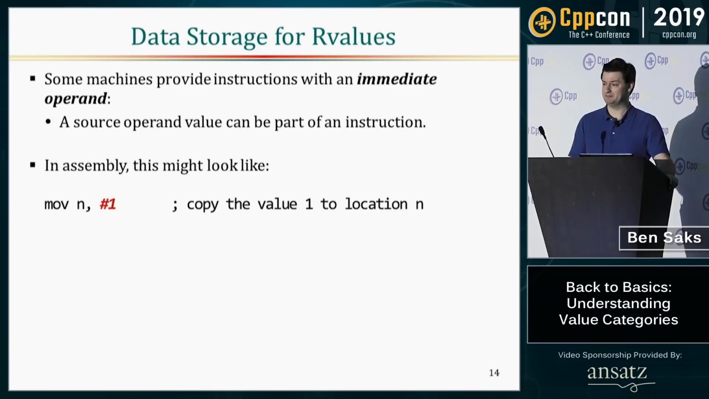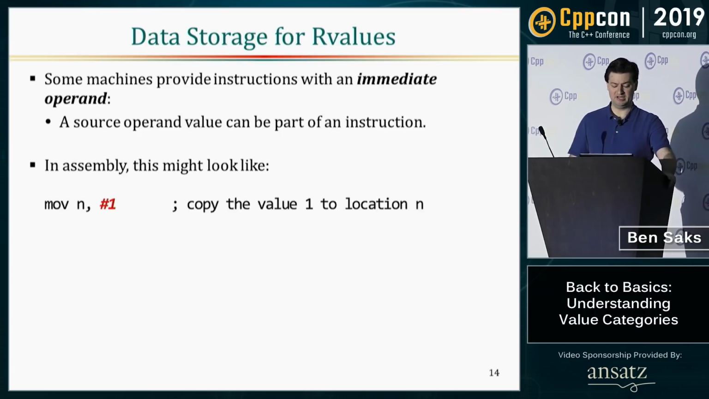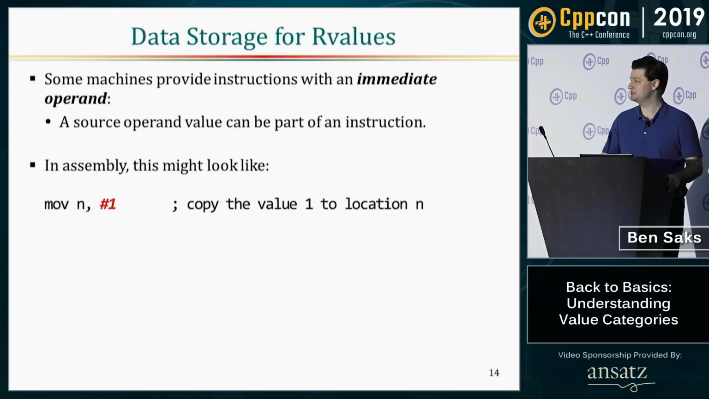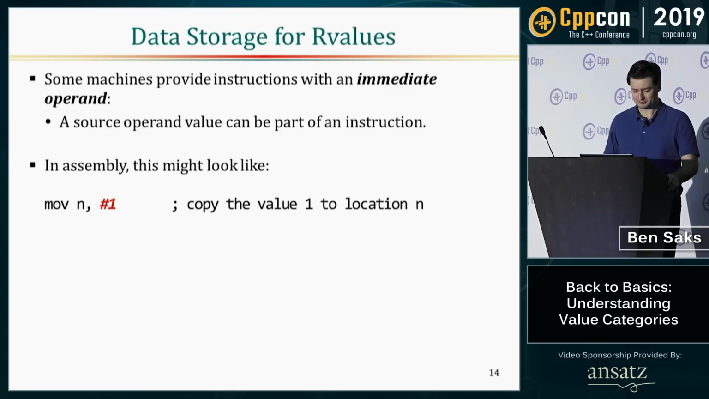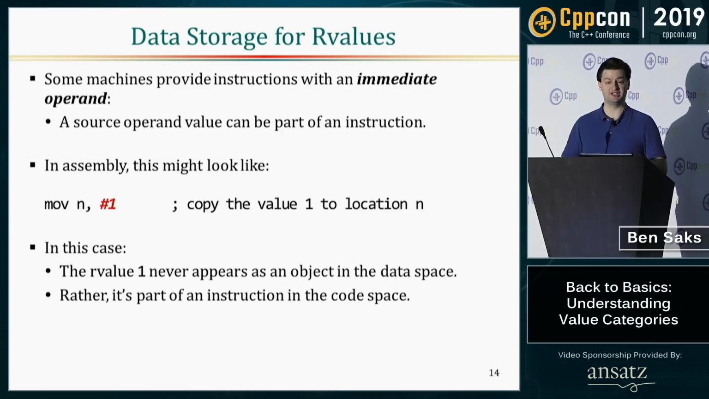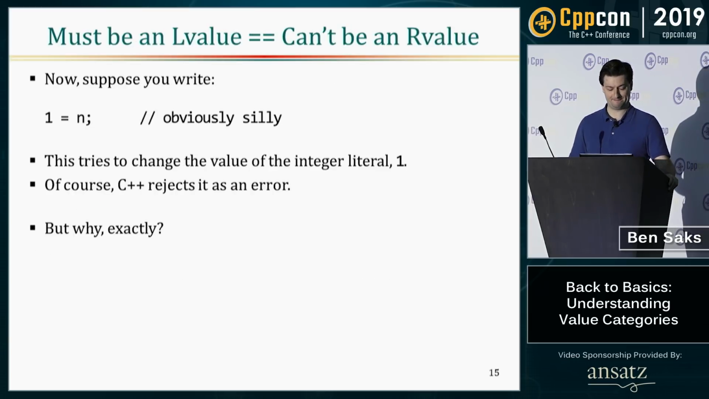On the other hand, the compiler might choose to do things like this. There are many architectures that offer what are called immediate operands, where the value to be operated on doesn't have to be a separate data value. It can actually be built into the instruction like this. So in this case, the value 1 appears directly in the move expression. So there's no data storage associated with that 1. It doesn't appear anywhere in data space. It's part of the code space built into one of the instructions. If Rvalues had to occupy memory, the compiler wouldn't be able to do this sort of thing.